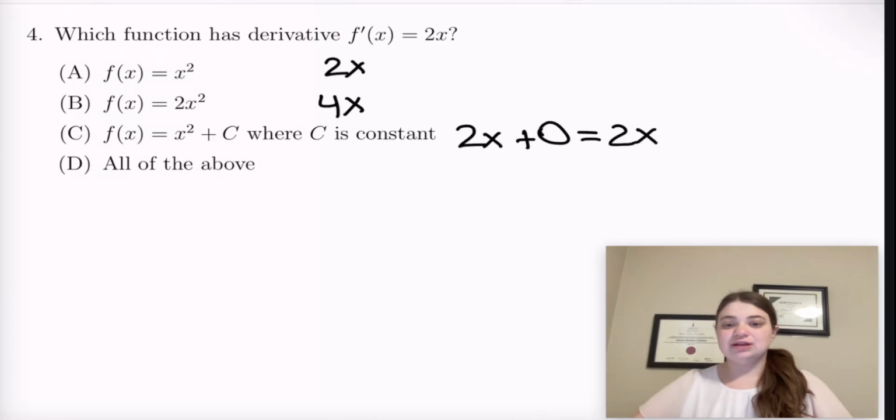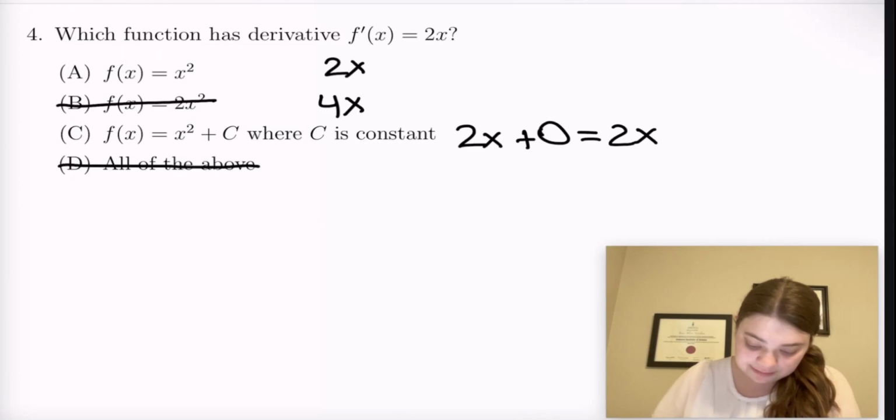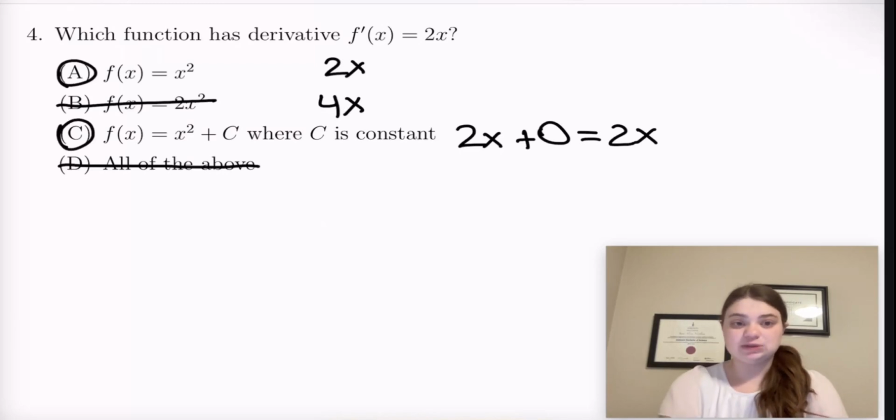Or the last answer is all of the above. Now here's the thing. We know that actually it can't be all of the above because it's definitely not B, but actually both A and C do have this derivative. So I'm going to say it's answer A and also answer C as well, because it's x squared plus any constant, including potentially 0, could be that constant, right, as it is in x squared.